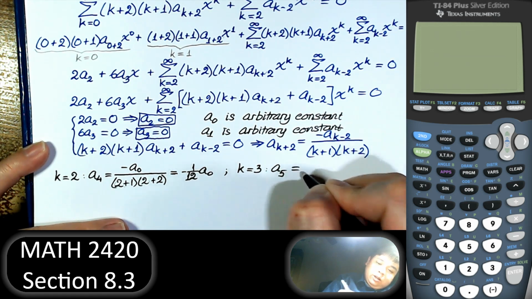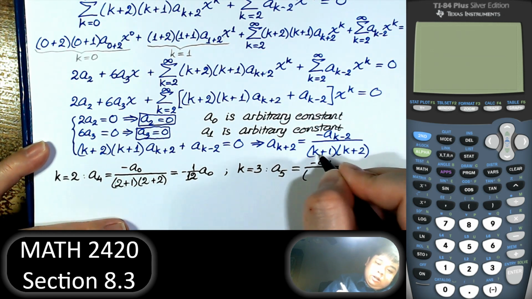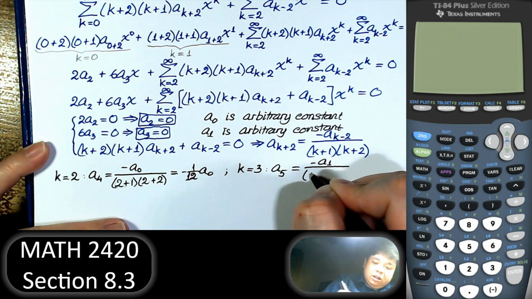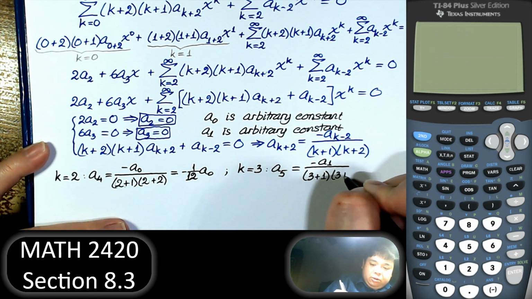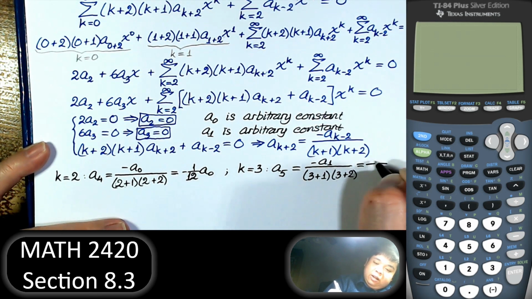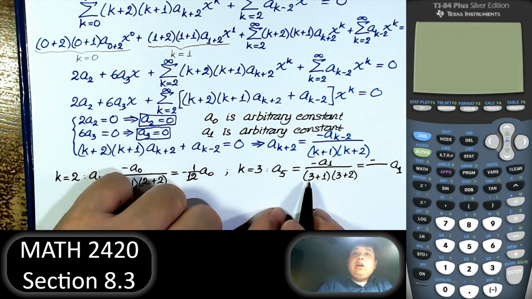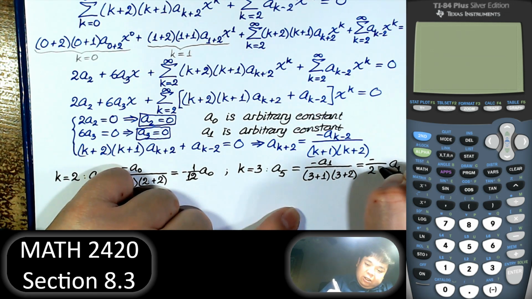A5 equal to negative 8. 3 minus 2 is 1. 3 plus 1. 3 plus 2. So I have negative A0, A1. 3 where 4 times 5 is 20. Right.